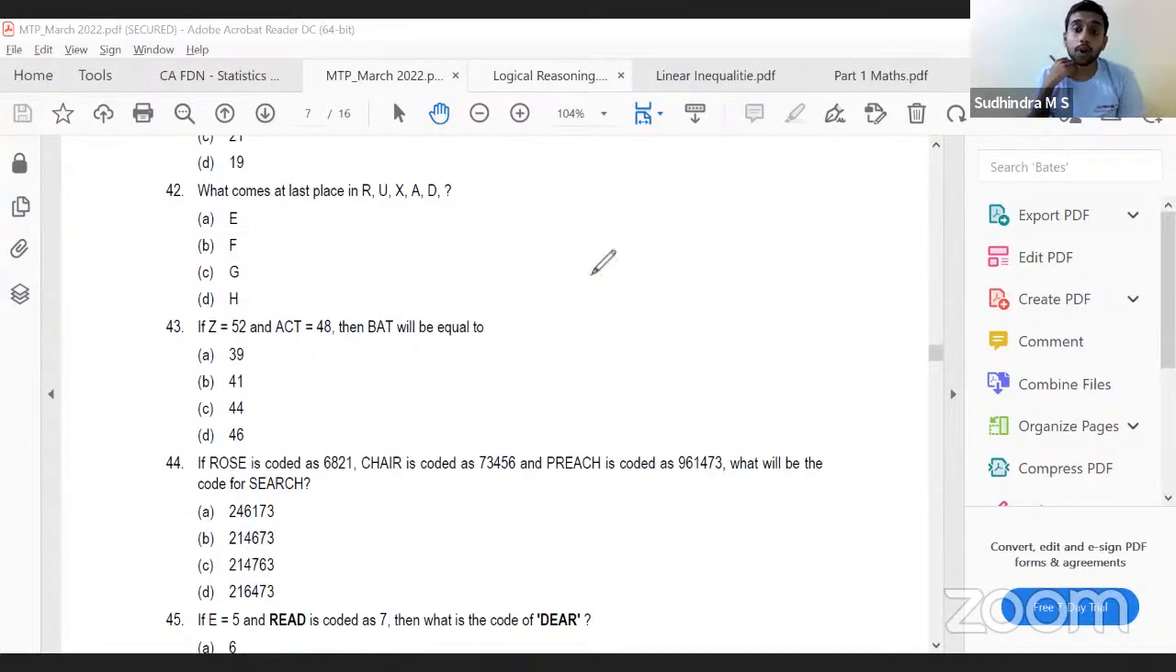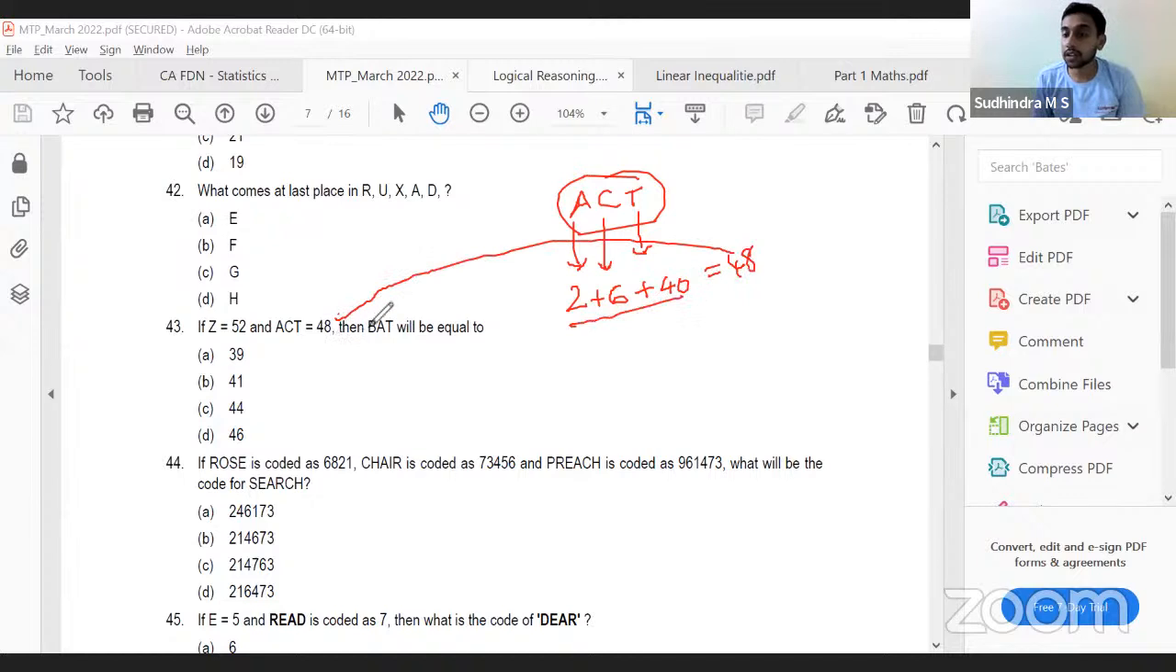So whether what we have done is correct or not, we can check that using ACT. What is A? 2. C's value is 6. T's value is 40. T is the 20th alphabet, so 20 into 2 is 40. So when we add up, we get 48. That is what they have given. So using the same logic, we have to calculate the value of BAT.